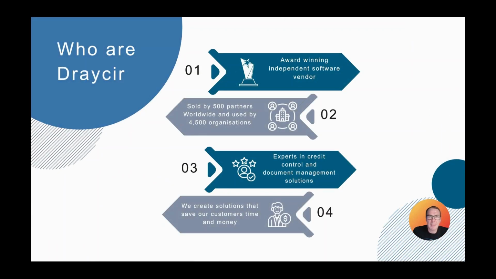Now before we get started, let's have a little closer look at who Draycir are. So we're based in the UK, but we sell our software throughout the UK and throughout the world, really focusing on creating solutions that drive efficiency around document management, process automation and credit control. We've got about 4,500 customers across the globe and we sell through our business partner network.